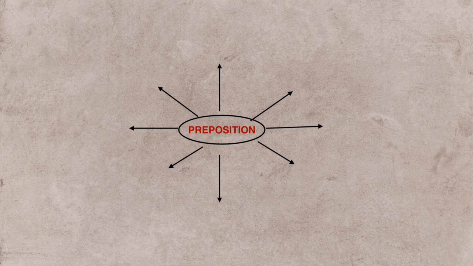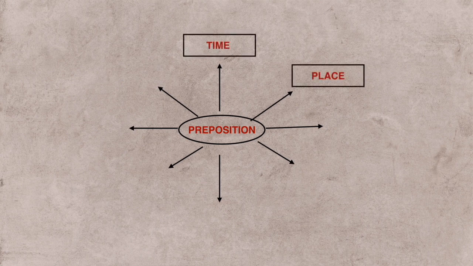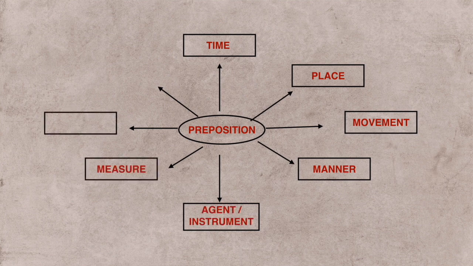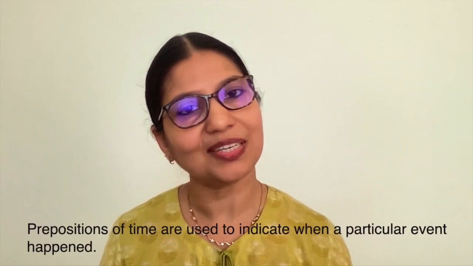Thus, prepositions can be classified on the basis of their use in a sentence such as prepositions of time, prepositions of place, those of movement, manner, agent, measure, source, and possession. Let's have a detailed look at each one of them.